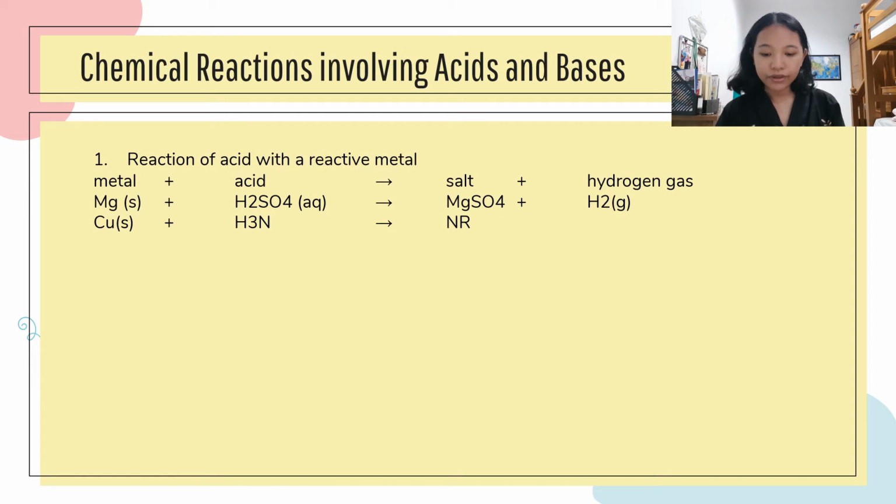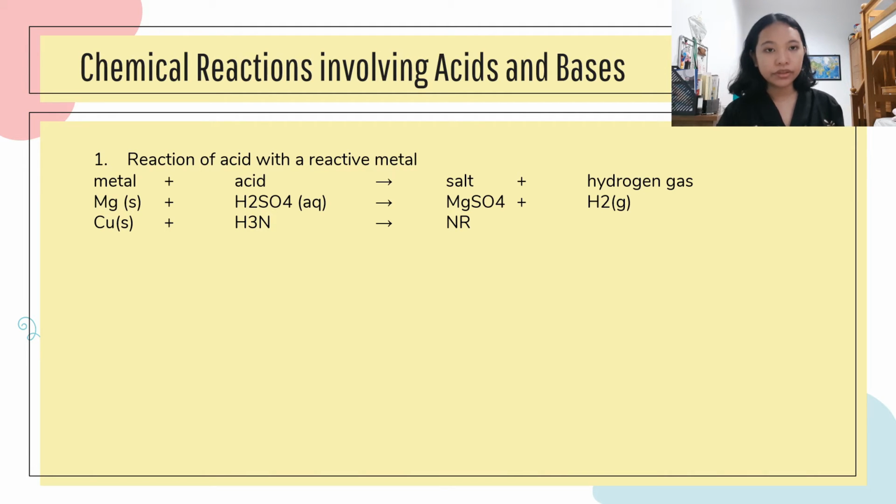So first we have the reaction of acid with a reactive metal. The formula is metal plus acid yields salt plus hydrogen gas. So for the first example, we have magnesium plus sulfuric acid yields magnesium sulfate plus hydrogen gas. For the third example, we have copper plus HCl yields no reaction. So why is it no reaction?